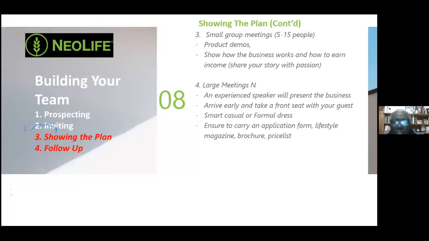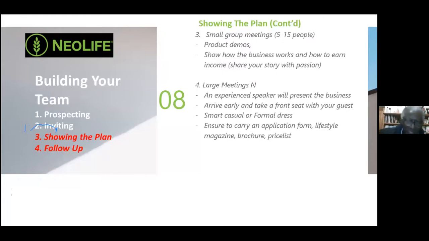Then the 4th type of presentation is a large meeting where an experienced speaker will present the business. I would recommend arrive early and take a front seat with your guests. Smart casual or formal dress, depending on what the meeting is. Ensure you carry an application form, magazine, brochure, and price list. I will share with you another story.